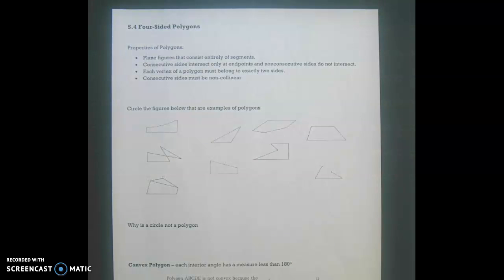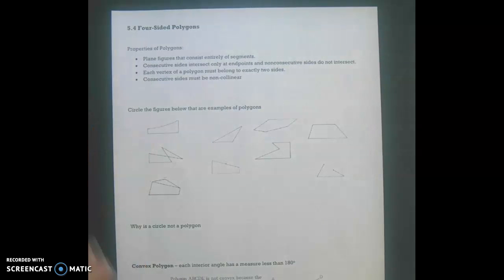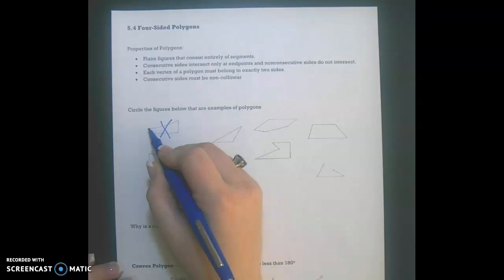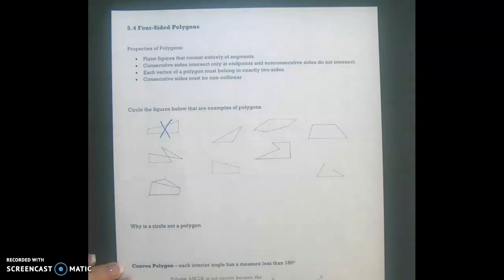Each vertex of a polygon must belong to exactly two sides, and consecutive sides must be non-collinear. So we have some shapes below, and we're going to classify them as polygons or not polygons. This first one here is not a polygon because it does not contain only segments. This curved side right here is not a segment. Remember, a segment is a straight line.